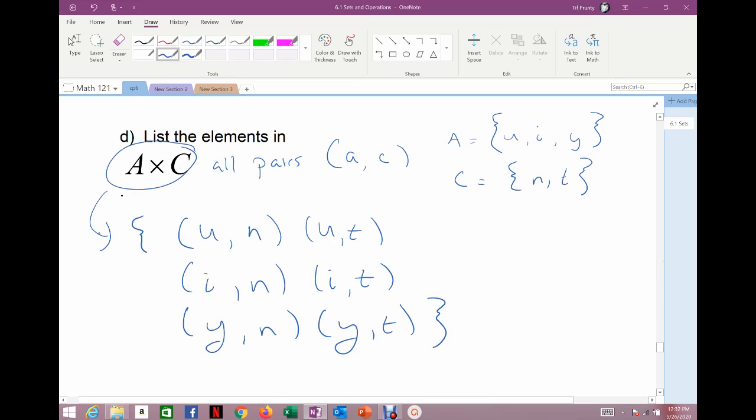It's sort of a new set, right? I had set A, I had set C, and then I paired them together to create a new set with 6 elements where I've got a pair, one from each of my groups. And I've got all the possible pairs, right? There are 6 possible pairs if I take those 2 groups and pair them together.